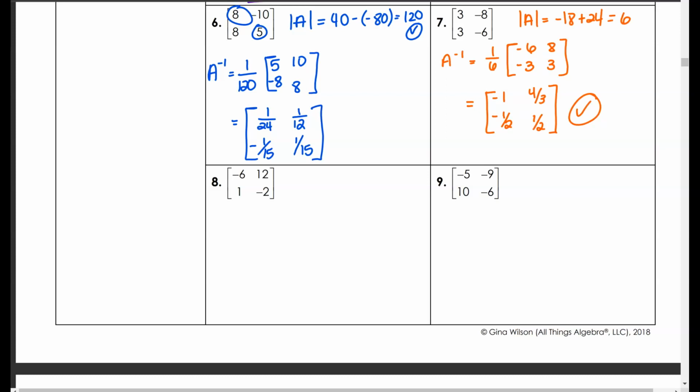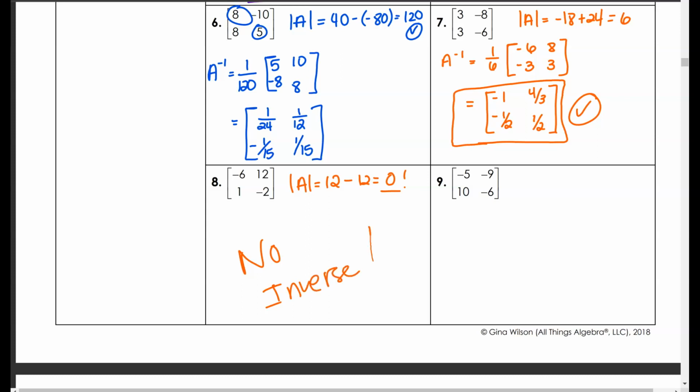For number 7, were you able to obtain this inverse matrix here? Hopefully you were. Let's look at the next one real quick. Let's calculate that determinant. We always want to start off by calculating the determinant. Negative 6 times negative 2 gives me a positive 12, minus 12 times 1, which is 12. Uh-oh, we got 0. So that automatically implies that there is no inverse.